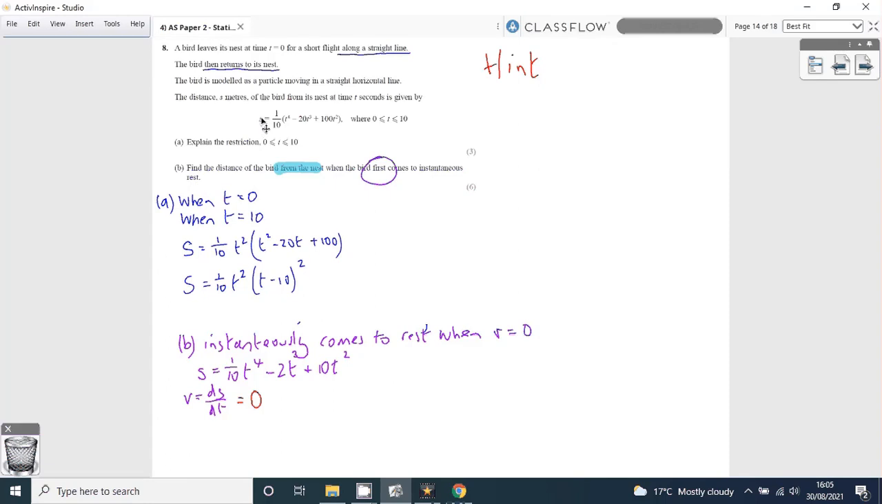So multiply out the distance equation to get a 10th t to the power of 4 and so on. Differentiate that, and set that equal to 0, and you will get a number of values for t, and then you want to take the first time after t being 0, and that will be your final answer.